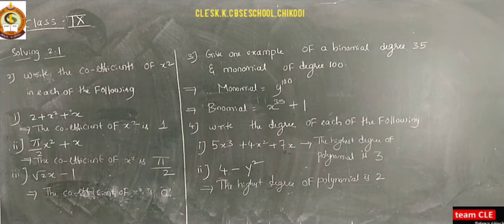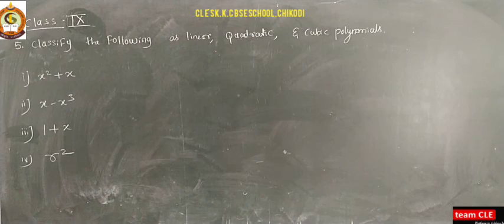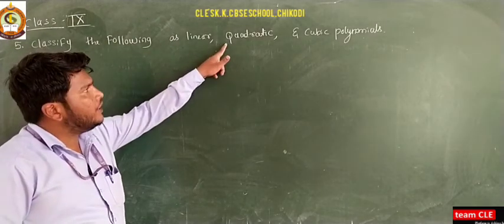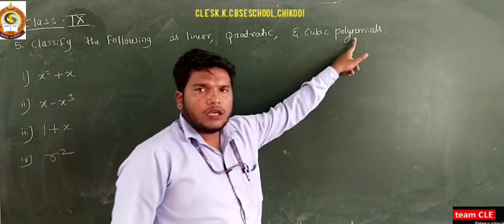I will solve now the fifth question. Okay, dear students, now see exercise number 2.1, the fifth question. It says: classify the following as linear, quadratic and cubic polynomials.